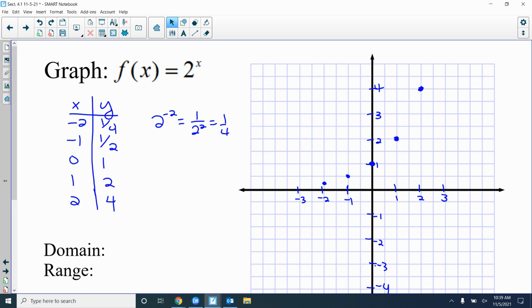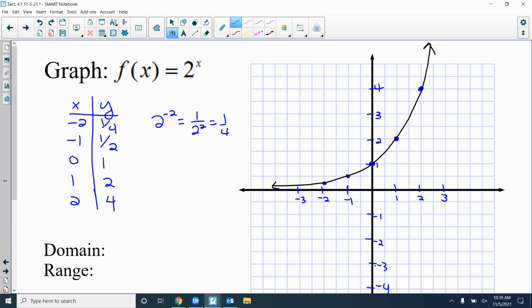Okay, so I'm going to graph this. Make sure you put arrows on it. It's going to get big real quick. You start plugging in 3, 4, 5, 2 to the 5th, 2 to the 6th, 2 to the 7th. It gets big real fast.